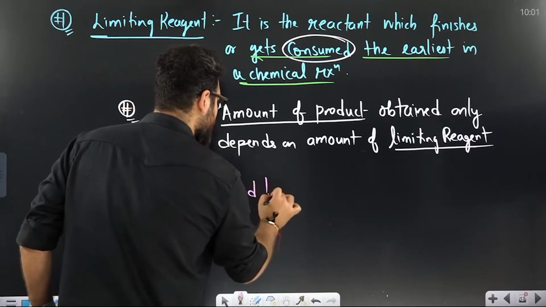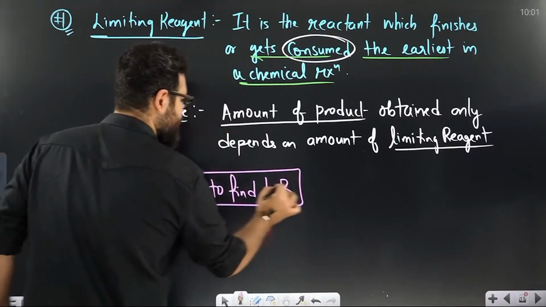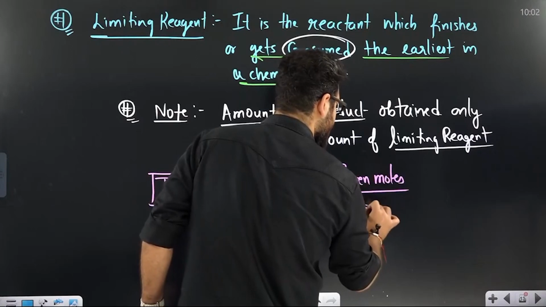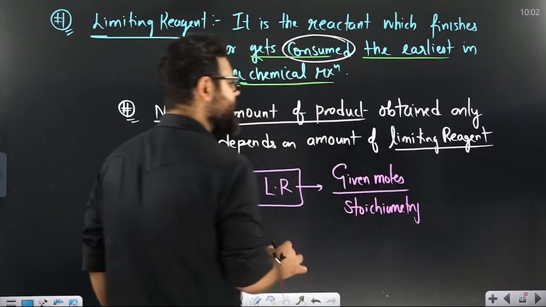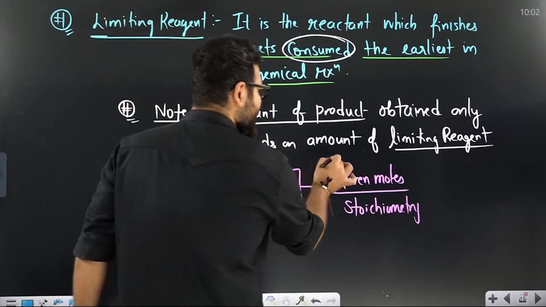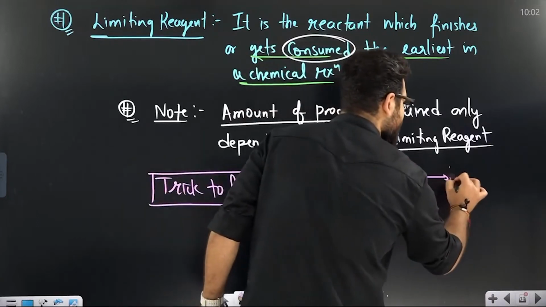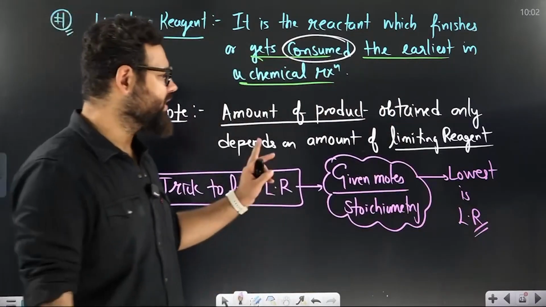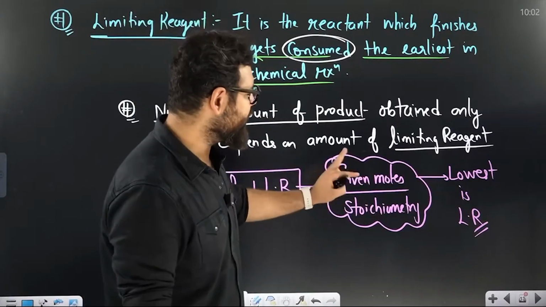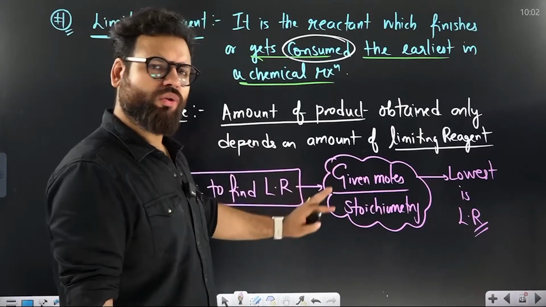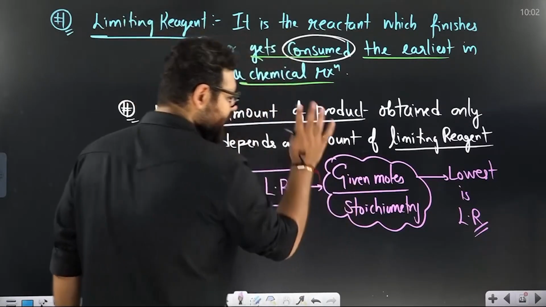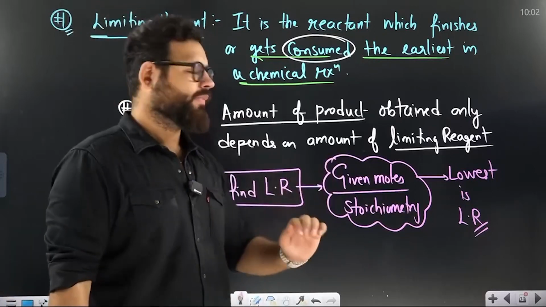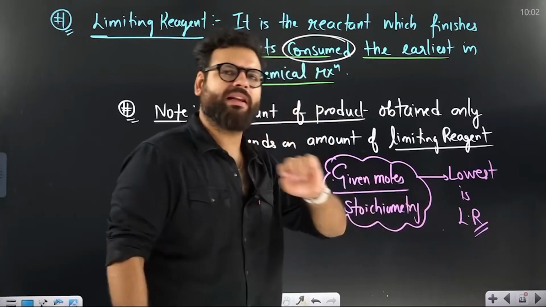Trick to find the limiting reagent: just do given moles by stoichiometric number. Wherever this given moles by stoichiometry comes lowest, that is the limiting reagent. First write it down, then you will understand. I will write GM by S, given moles by stoichiometry. How many moles are given to you, divided by the stoichiometry. Whichever number comes small here, that is the limiting reagent.